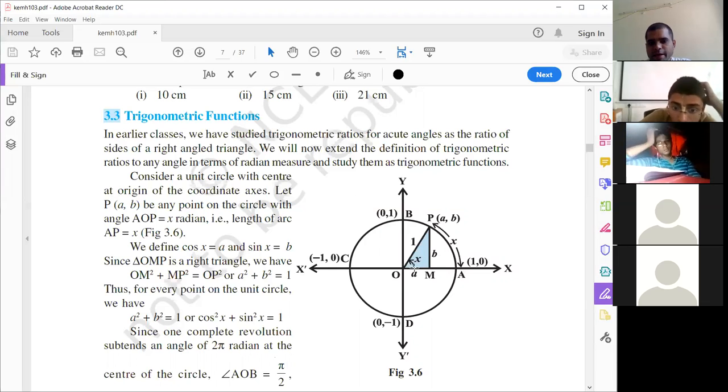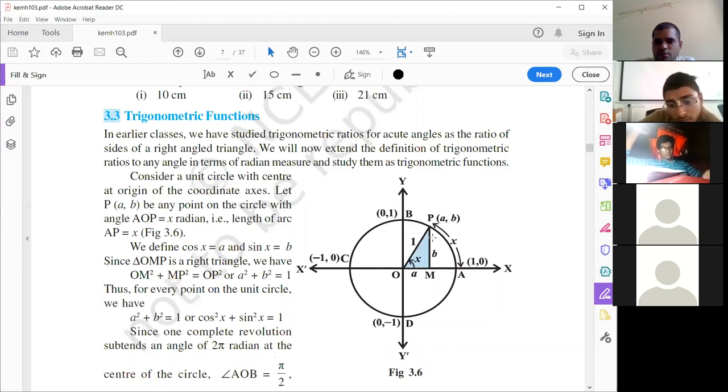Then cos x, x is the degree, so cos x is equal to A and sin x is equal to B. This is the definition. Let me say it again: if you take a circle of unit radius, and on the circumference of that circle take a point P with coordinates (a, b), and the center of the circle is considered as the origin.